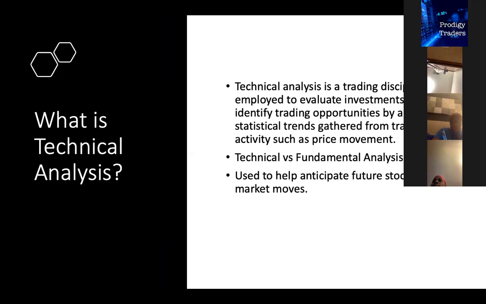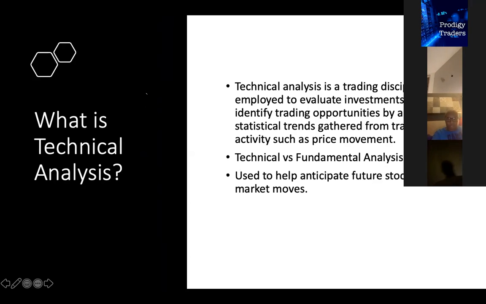So what we're talking about is technical analysis. Technical analysis is basically the breakdown of reading the charts that are used to predict future breakouts, fake outs, and sell offs in the market. Here's a textbook definition: technical analysis is a trading discipline employed to evaluate investments and identify trading opportunities by analyzing statistical trends gathered from trading activities such as price movement. Price movement is just when the price of the company goes up or down.